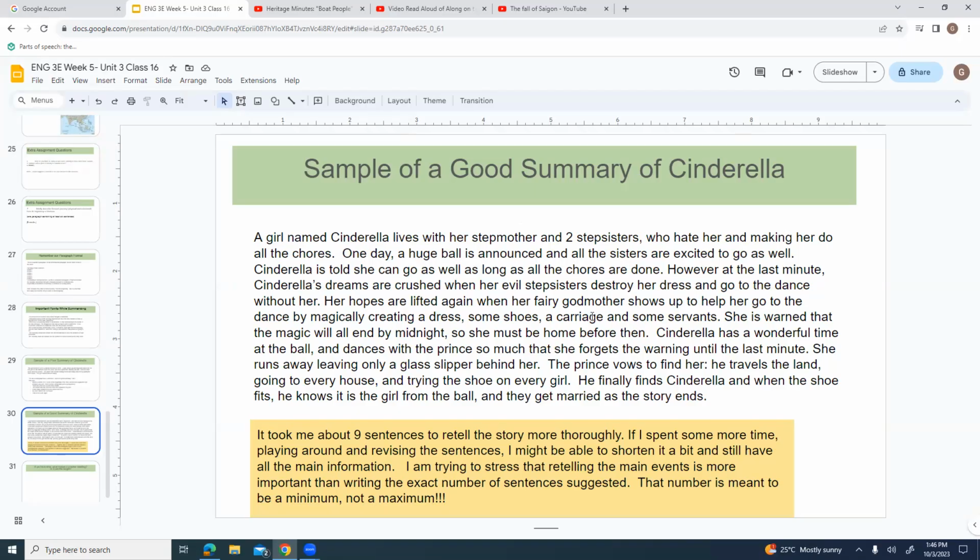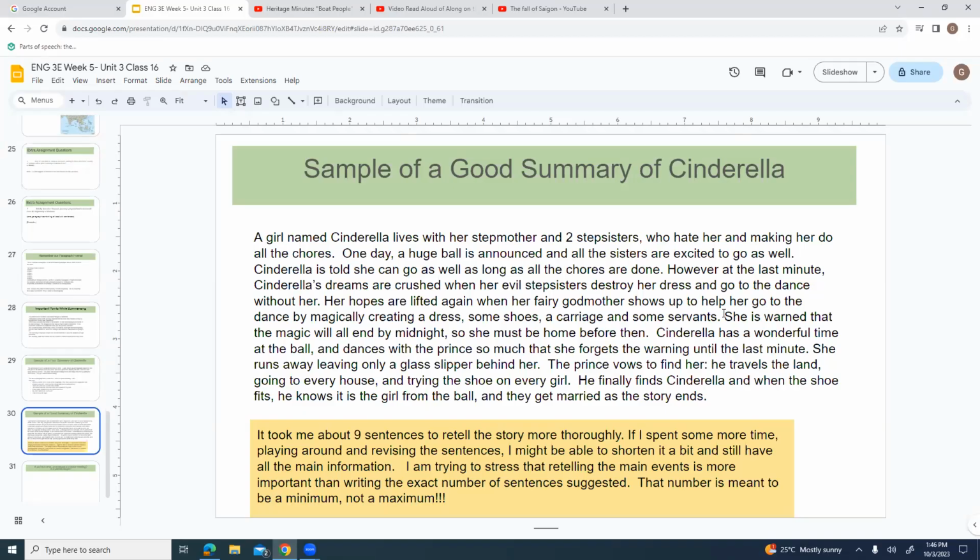Her hopes are lifted again when her fairy godmother shows up to help her go to the dance by magically creating a dress, some shoes, a carriage, and some servants. She is warned that the magic will all end by midnight, so she must be home before then. Cinderella has a wonderful time at the ball and dances with the prince so much that she forgets the warning until the last moment. She runs away, leaving only a glass slipper behind her.